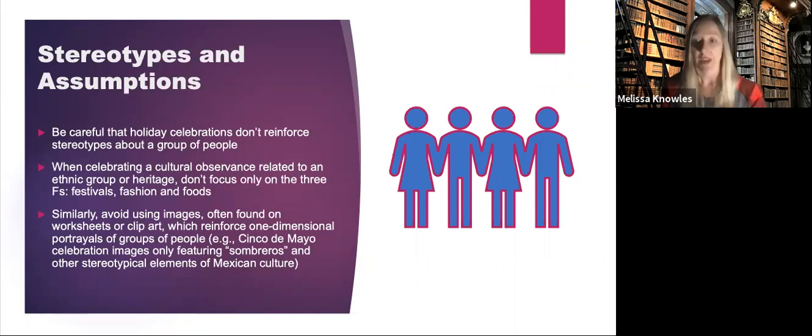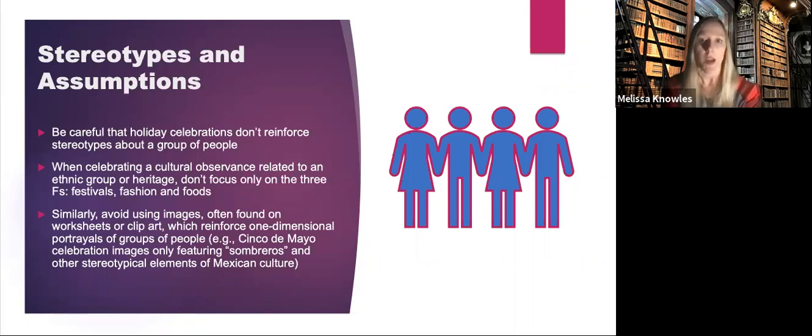So asking questions like, do all Native Americans dress this way? Who in their culture would wear a feathered headdress? What is the meaning of that particular symbol in their culture? So avoiding those stereotypical images, clip art, worksheets, can do a lot to reduce it.